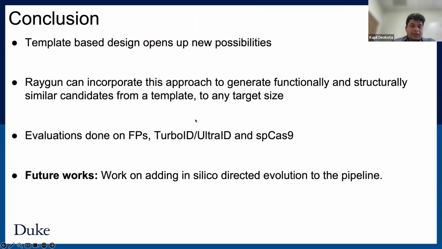So in conclusion, template-based design opens up new possibilities. Raygun can incorporate this approach to generate functionally and structurally similar candidates. Evaluations that we did were done on fluorescent proteins, TurboID, UltraID, and Cas9. And for future work, we want to do many things. One of them is adding in silico directed evolution to make the generated Raygun candidates more functional.